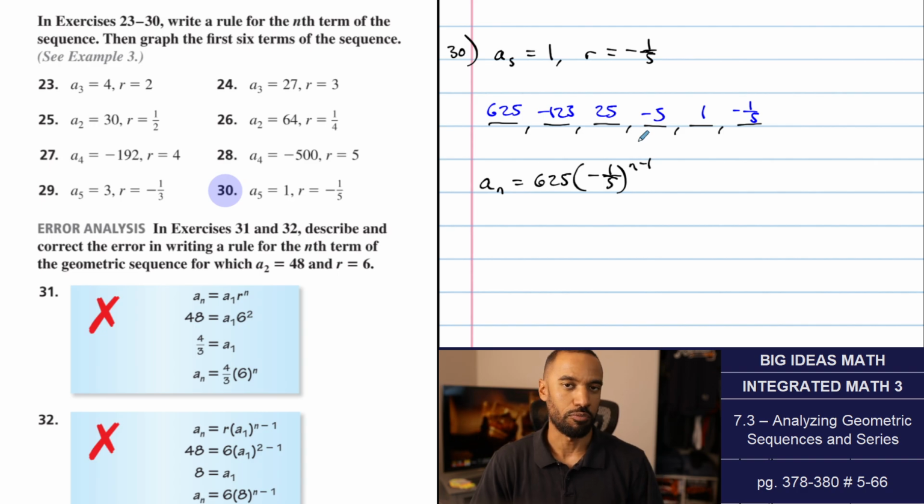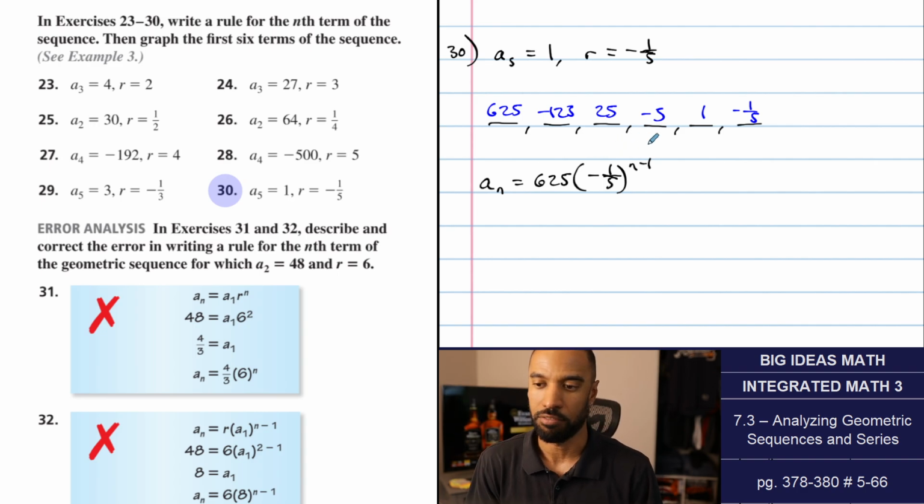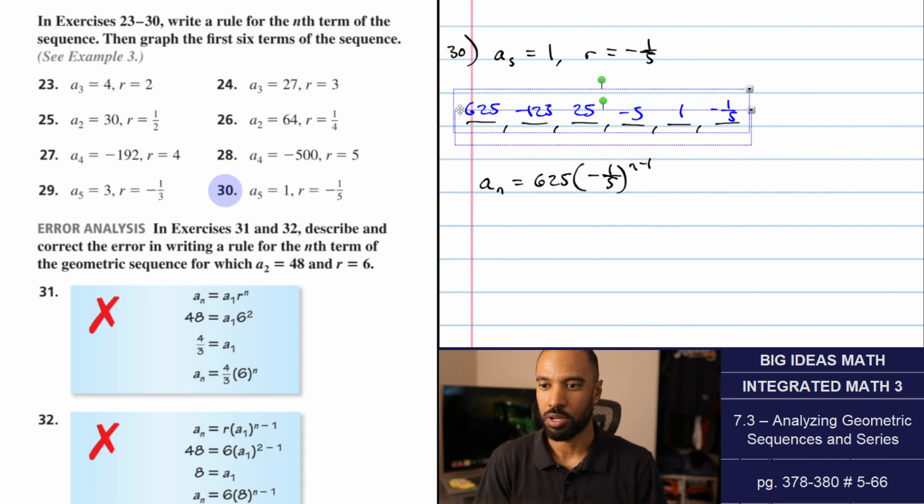Now, you could have done all the other stuff we did on the previous questions. You'd get a first term of 625. So there are the terms. They do alternate signs, so we are going to have to work both top and bottom.